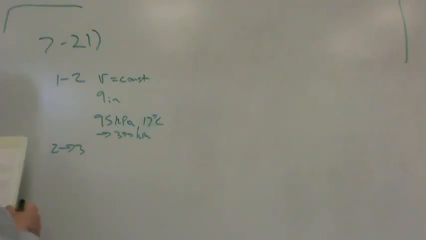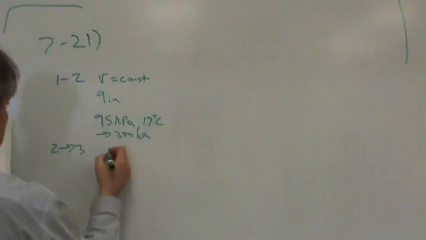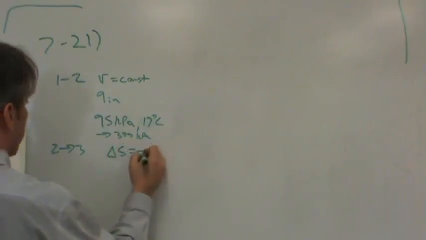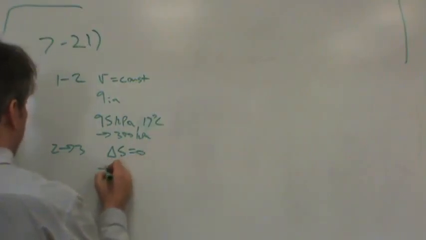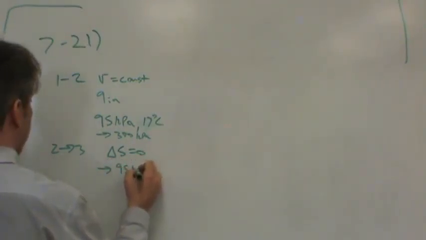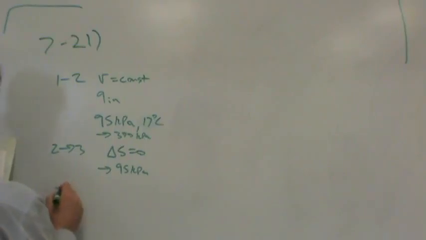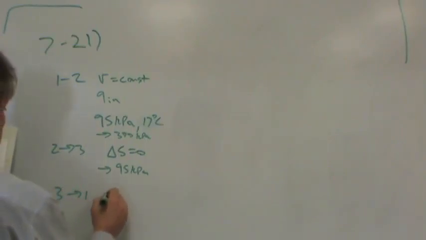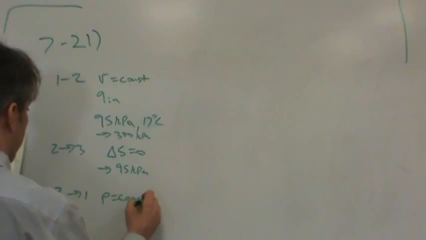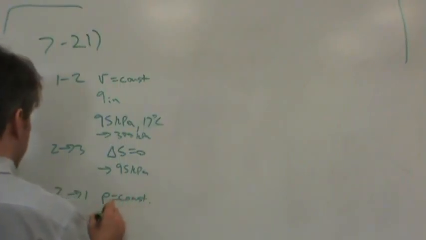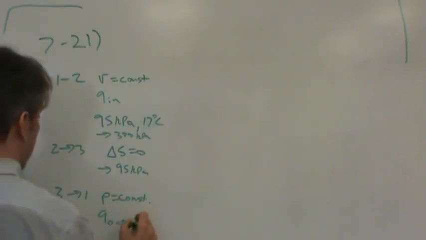There we go. State 2 to state 3 is an isentropic expansion. So delta S equals 0, expansion to 95 kilopascals. And then 3 to 1 is a constant pressure heat rejection to go back to state 1, to the initial state.